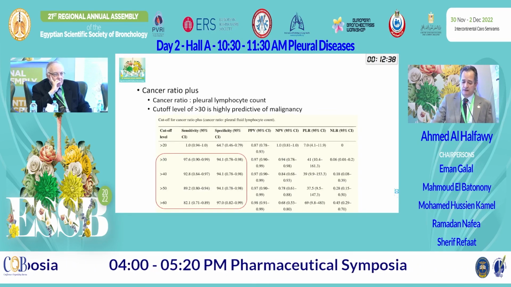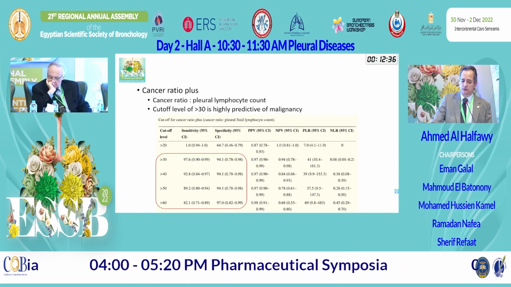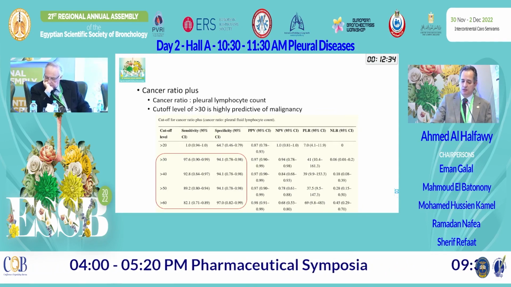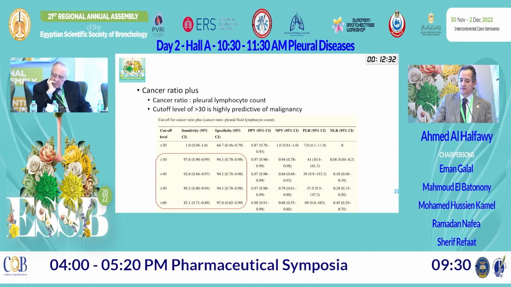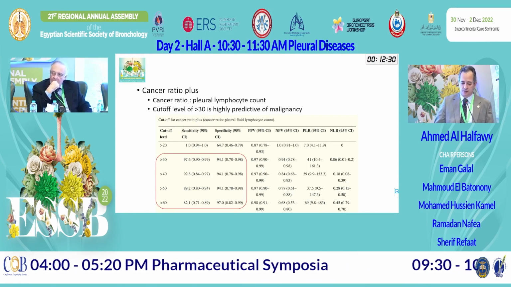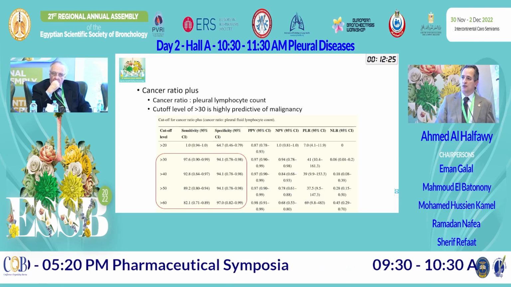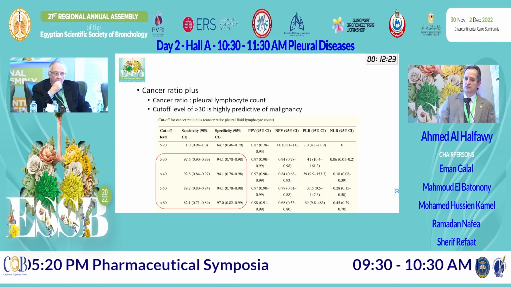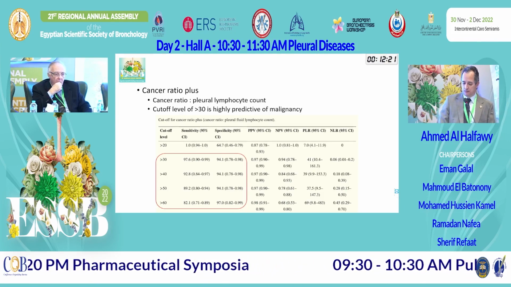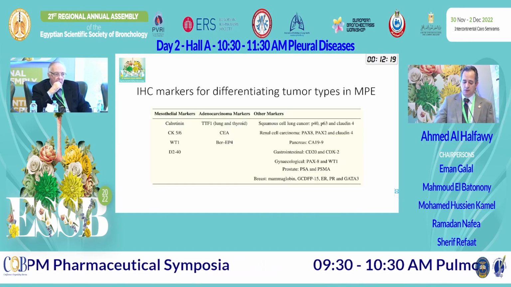The newer cancer ratio plus is the cancer ratio to the pleural lymphocyte count. A cutoff level of more than 30 is highly predictive of malignancy, as you see in the graph. And these tests, we can all calculate these ratios, but I think few of us do.